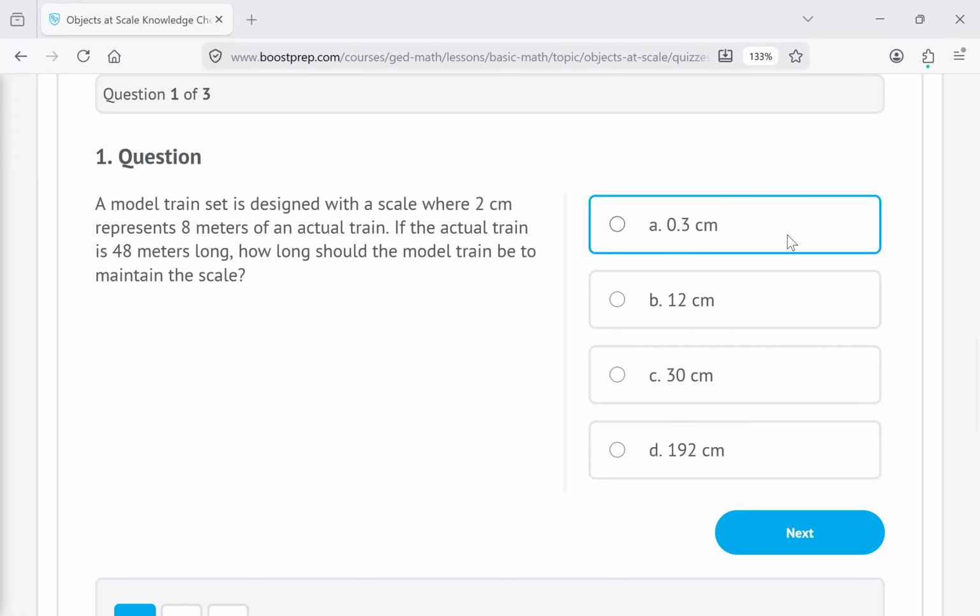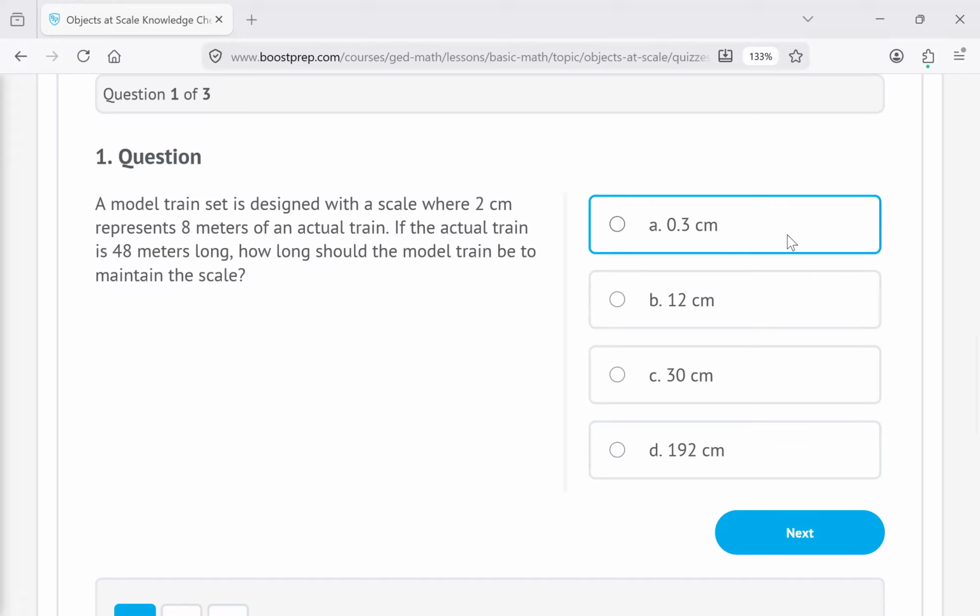Hello. In this video, I will do a GED video regarding objects at scale. So this will be a very short video, only 3 questions. That's what I really mean. But yeah, we're going to talk about objects at scale.